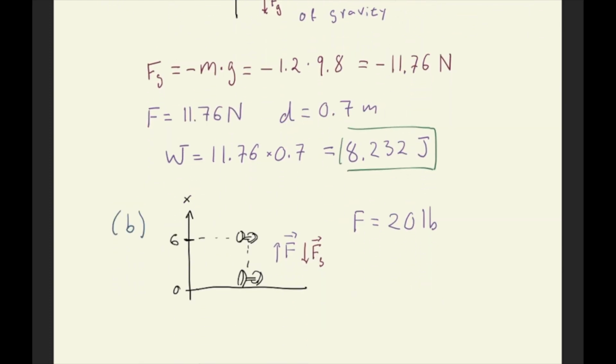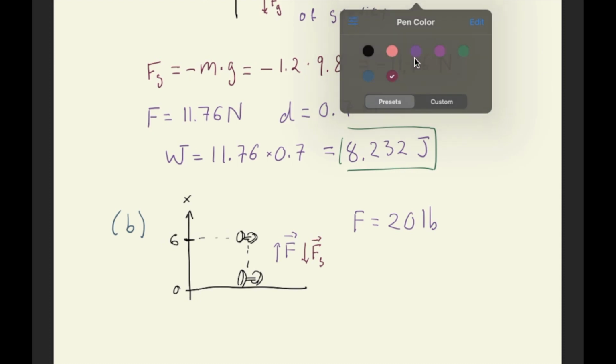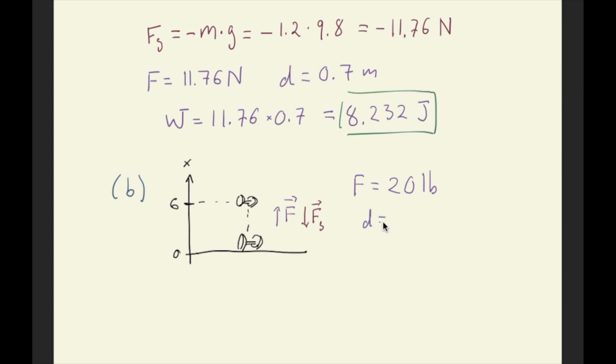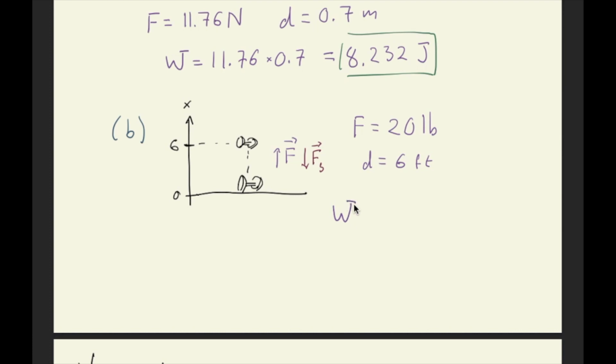And then the displacement is given to us in terms of feet, right? So 6 feet. So D is 6 feet. And so the work required to lift this weight 6 feet up in the air is just force, which is 20, times displacement, which is 6. That's just 120 pound-feet, right? There's not a name for this unit. It's a unit of energy, though.